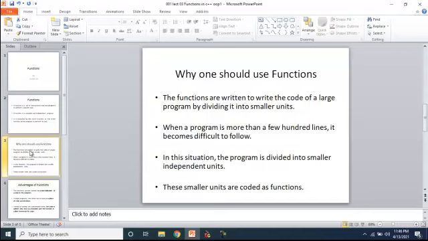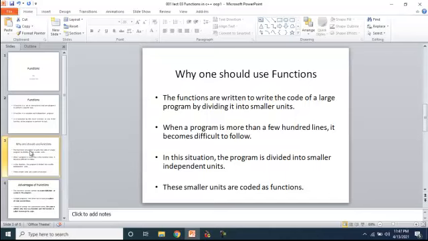For example, if I'm writing a program for a calculator, it has different tasks like addition, subtraction, multiplication, and division. These are independent tasks, divided into different functions, and when we gather all this code together, it performs the function of a calculator. So basically this is a small independent program.